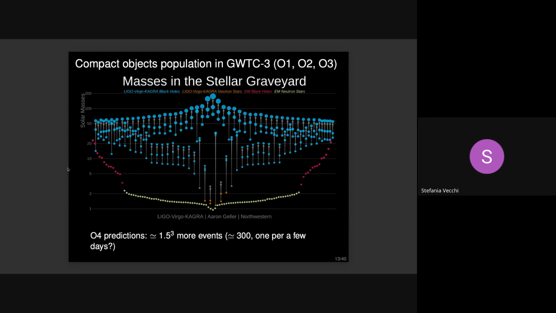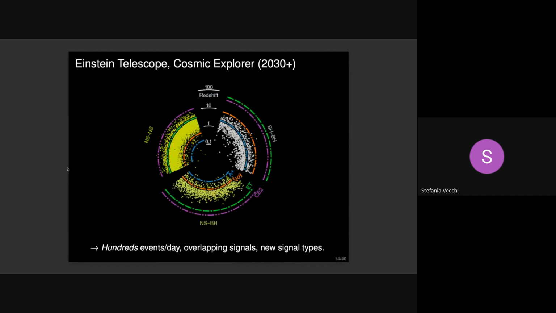So the plan is to build a bigger detector, and the bigger detector will be, for example, the Einstein Telescope. So this basically is to show that the Einstein Telescope, the green one, will be sensitive to basically the whole population of binaries in the universe, or the majority of it.